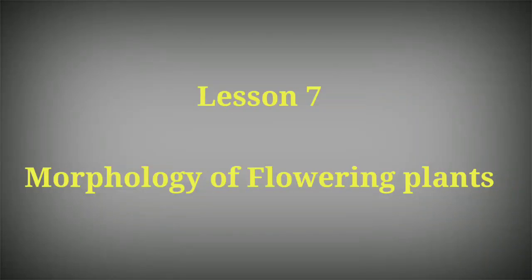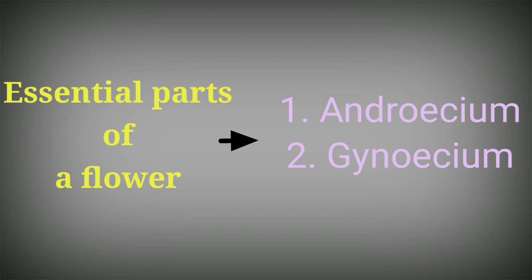This is lesson 7 for the chapter Morphology of Flowering Plants. In this video, I am going to discuss the reproductive parts of a flower. In the last class, the accessory or the non-essential parts of a flower were discussed. So in this video, the essential parts of a flower, that is the androecium and the gynoecium, will be discussed.